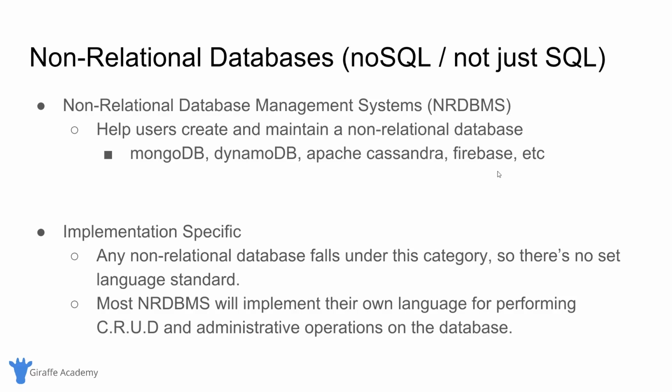And just like with relational databases, we can have non-relational database management systems. These help users to create and maintain non-relational databases. Some examples would be MongoDB, DynamoDB, Apache Cassandra, Firebase. There's a bunch of these popular NoSQL databases that have been sprouting up over the last decade or so. And these are all implementation specific.